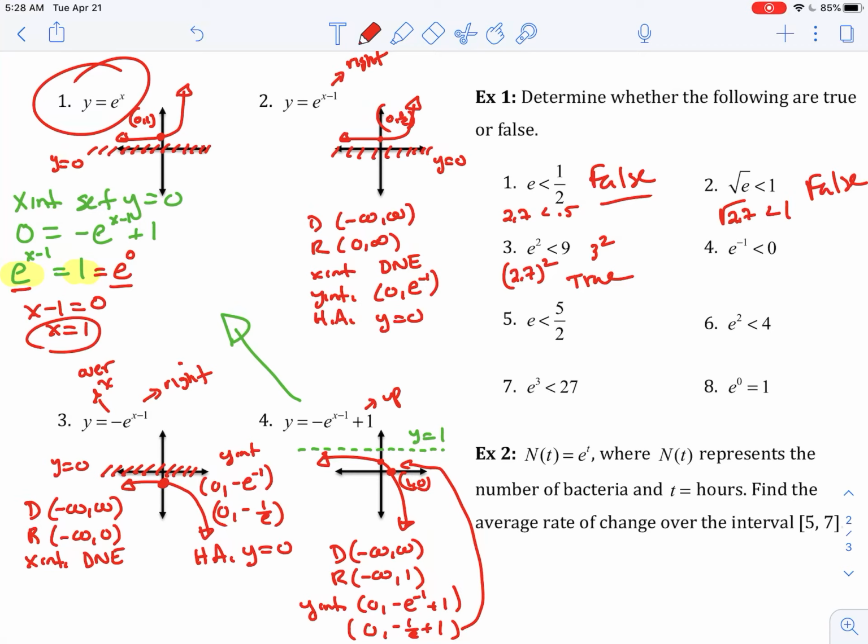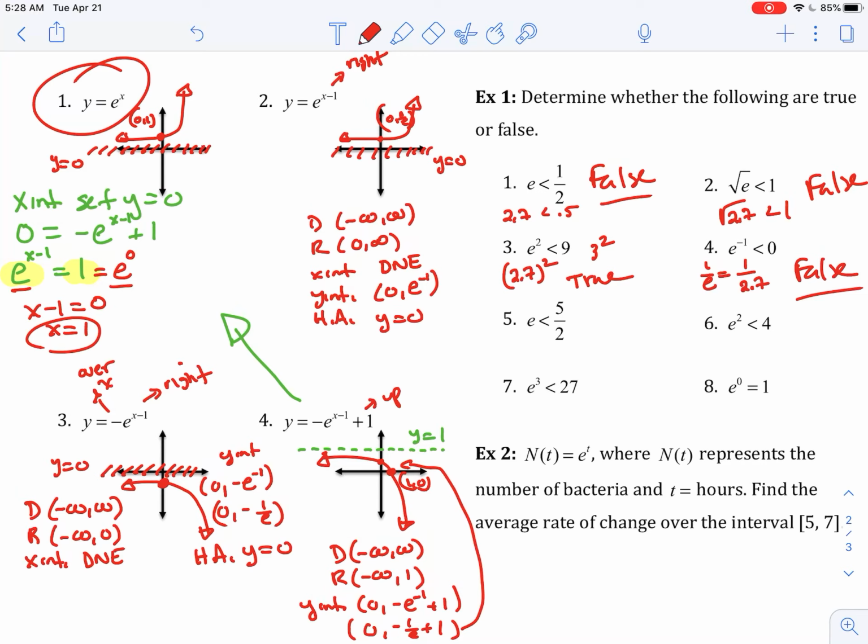On 4, e to the negative 1, is that smaller than 0? Well, again, e is approximately 2.7. So is 1 over e, or 1 over 2.7, smaller than 0? No, it's just a fraction. It's not negative. It's just a number, 1 divided by 2.7, or approximately 1/3.